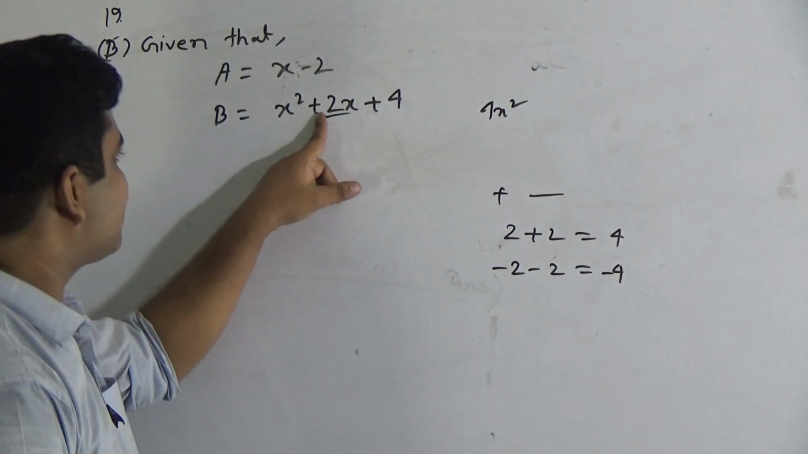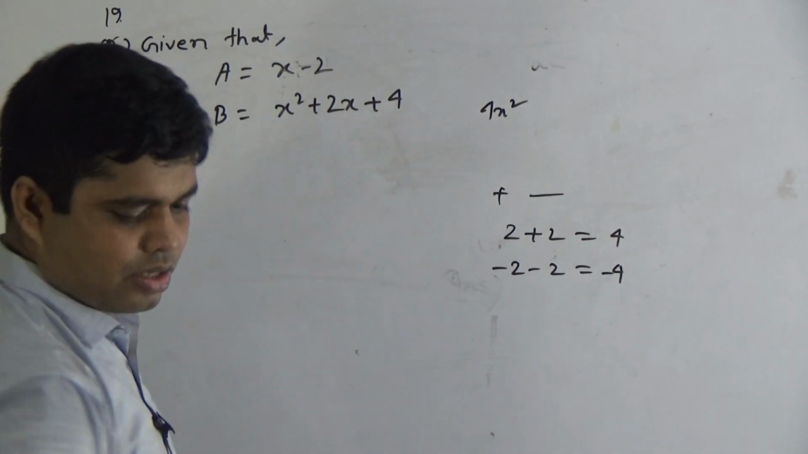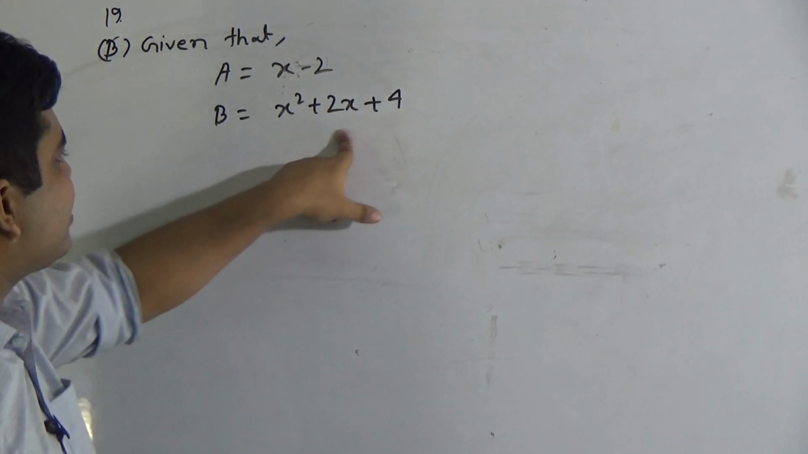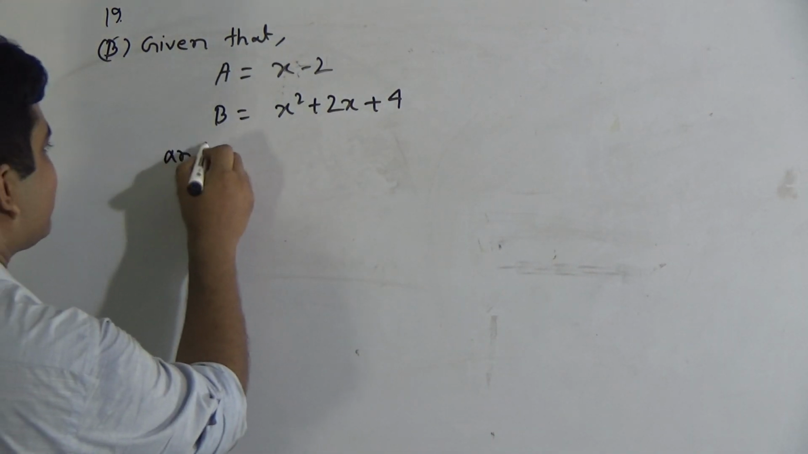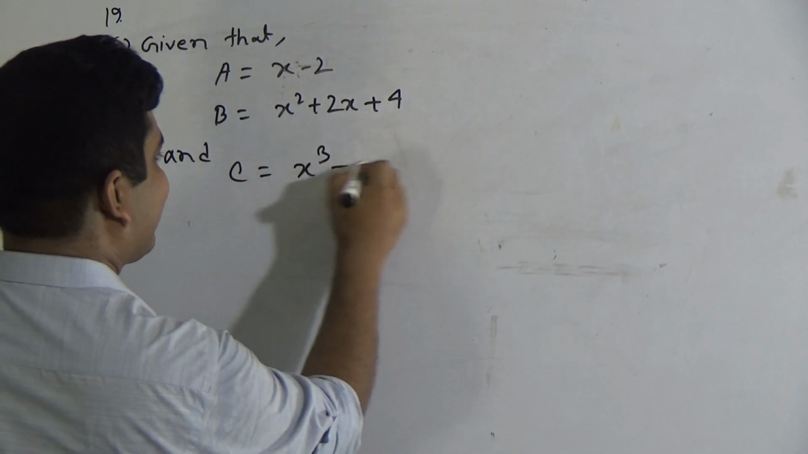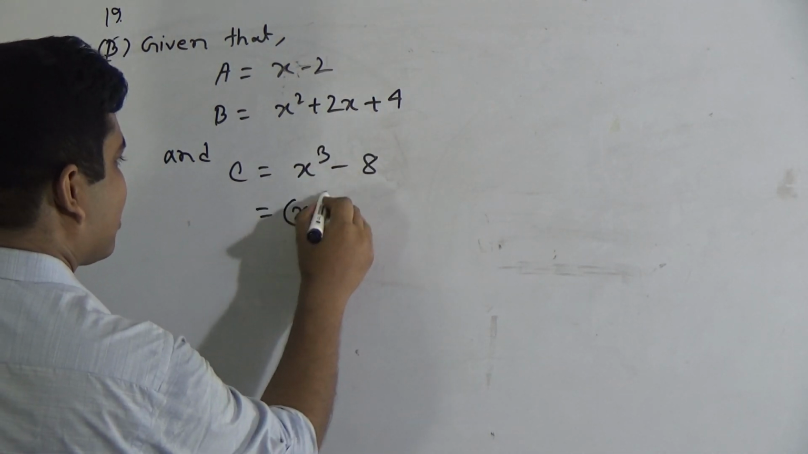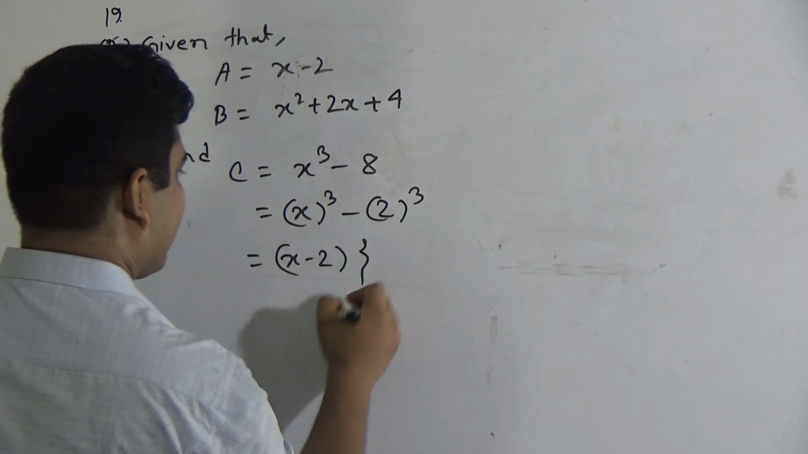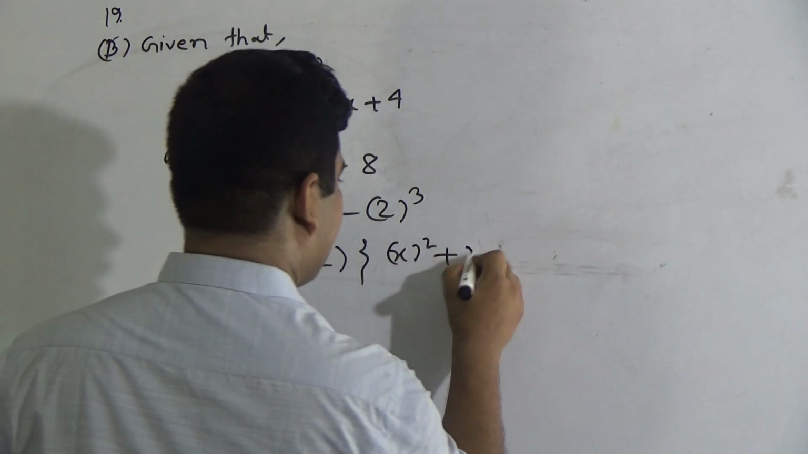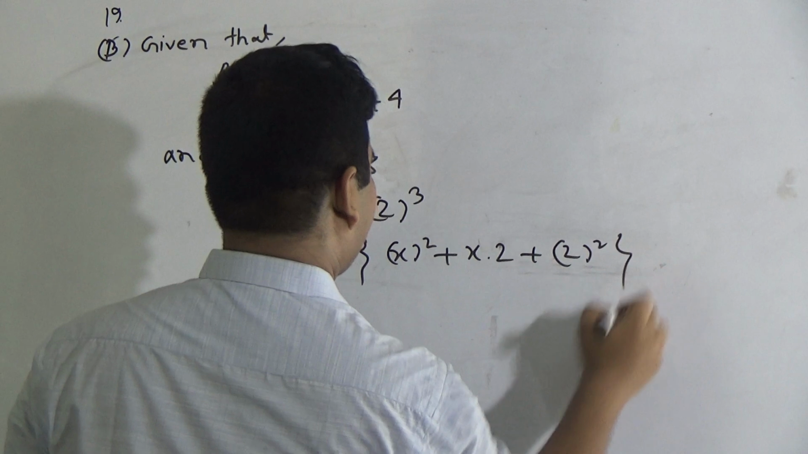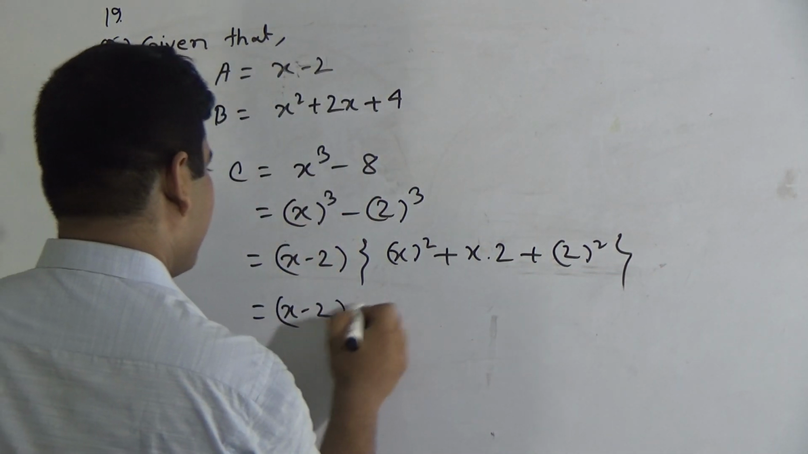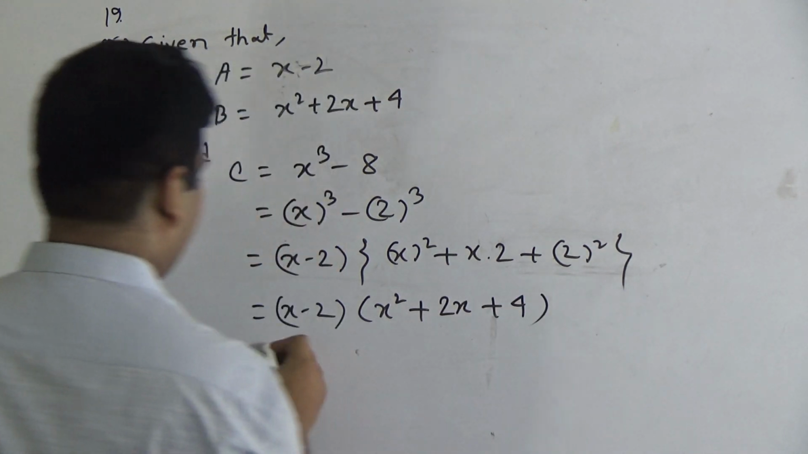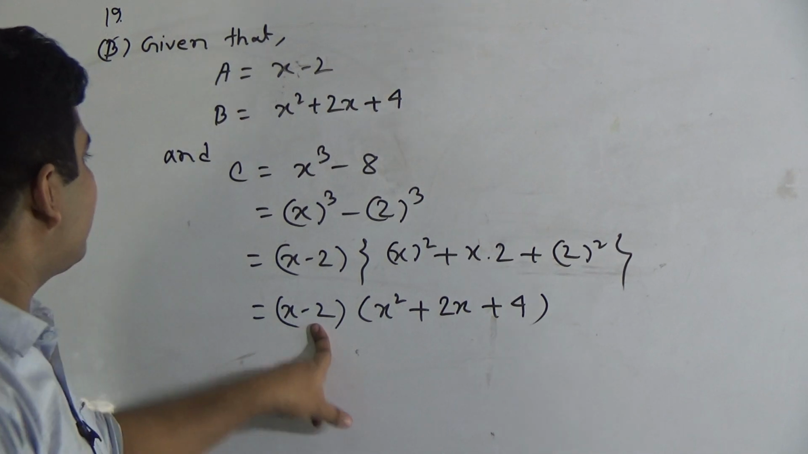But here you notice this is 2. So we can break this. So it remains unchanged. That means x square plus twice x plus 4. And C equal to what? C equal to x cube minus 8. Notice x cube and 2 cube. So x minus 2 and here x whole square plus x into 2 plus 2 square. Then x minus 2 and here x square plus twice x plus 4. So this is the factor of C.